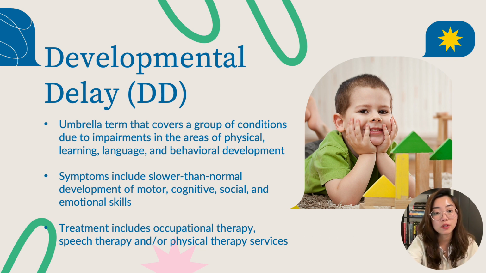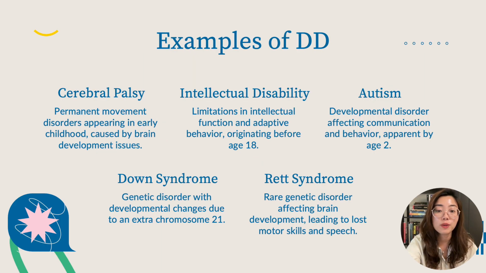Symptoms can include slower than normal development, such as motor, cognitive, and social and emotional skills, and treatment usually includes occupational therapy, speech therapy, and physical therapy services. So now we have some examples of developmental delay.